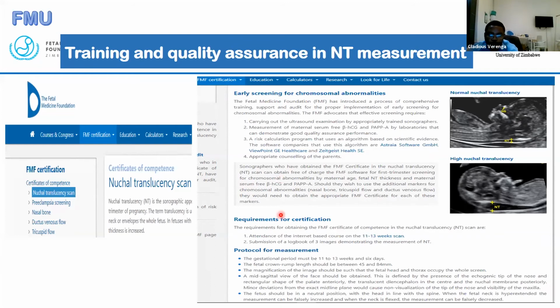And it is all on the website, and people who are certified to do nuchal translucency are also found on the Fetal Medicine Foundation website for each country. So I want to encourage all performers of ultrasound scans here to please seek certification with the Fetal Medicine Foundation. As the Fetal Medicine Unit in Zimbabwe, we offer training on how to do nuchal translucency properly so that you can be certified.